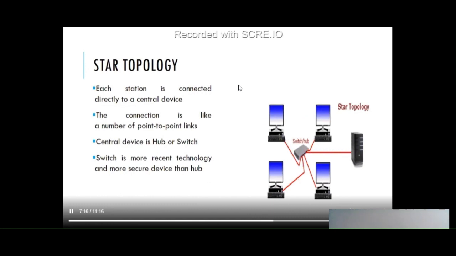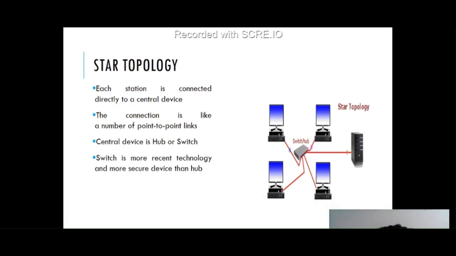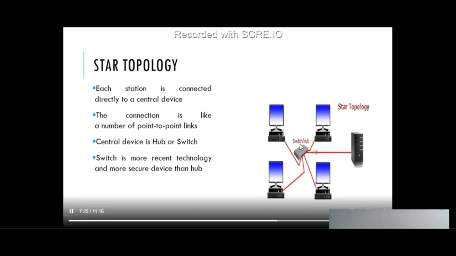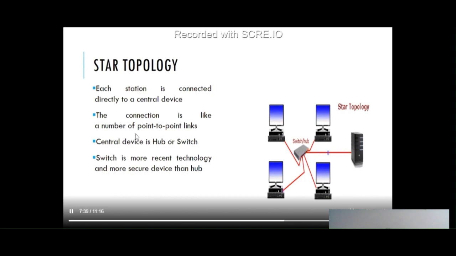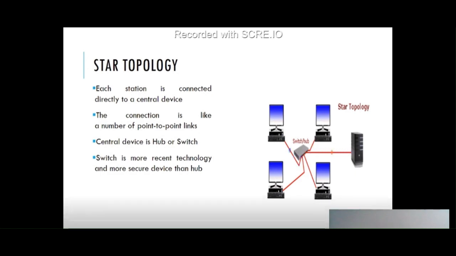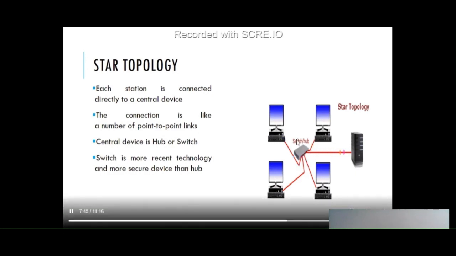Okay, next one, star topology. Star topology is the same way, a star design. Here you can see transferring data with the switch and hub. Let's see. Each station is connected directly to a central device, and that is a hub or switch. The connection is like a number of point to point links. Here the central device is a hub or switch.